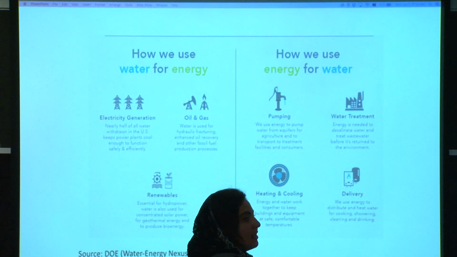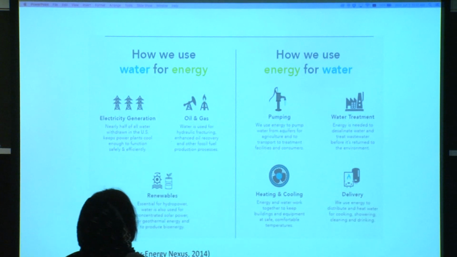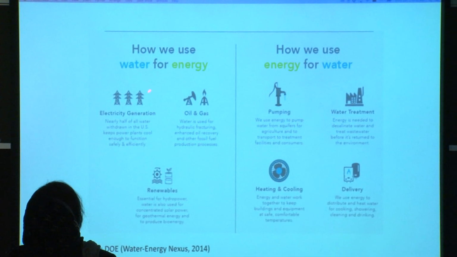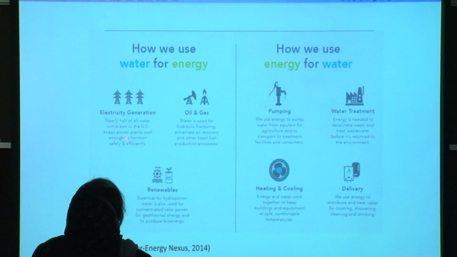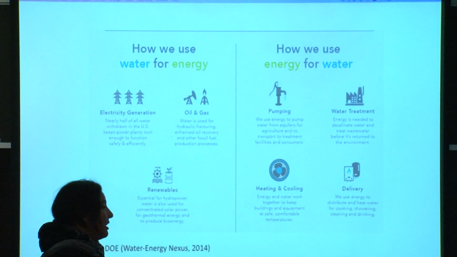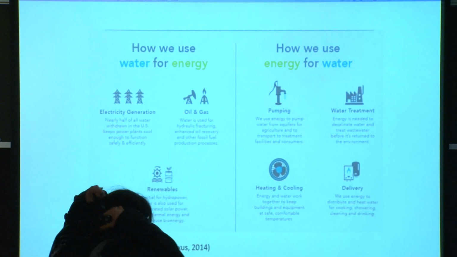To summarize the pictures that I've just shown you, I want to tell you in brief where we use water for energy and where we use energy for water. So we use water for energy when we use water to generate electricity, to fracture oil and gas from the underground, and for renewables. Some renewable technologies also rely on water.